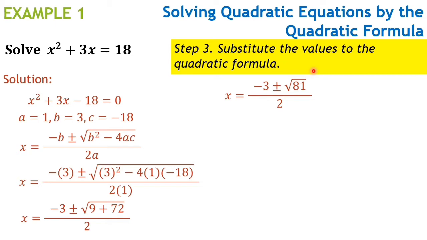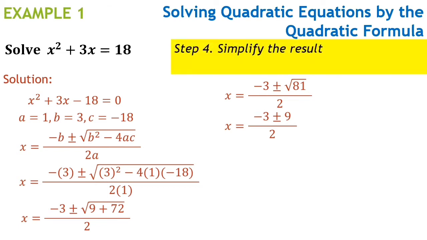So from here, what is the next thing to do? Very good. We are going to perform the square root of 81, and that is 9. So we have x is equal to negative 3 plus and minus 9 all over 2.